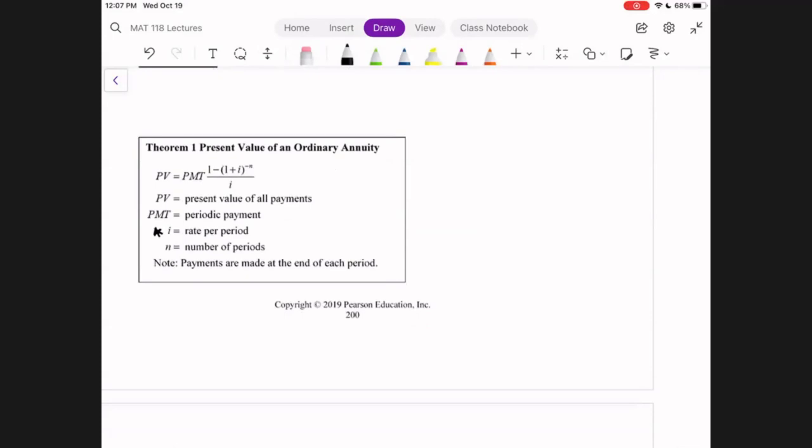So formula here. You notice this looks very similar to the last one. Some things are moved around. Present value equals payment times 1 minus, parentheses, 1 plus I to the negative n. Remember, I is your rate per period. So that's usually your rate divided by m. Remember, in the previous one, it was semi-annually compounded at this percent. And the number of periods would be typically your m times your t, right? How many years times how often per year does it happen?